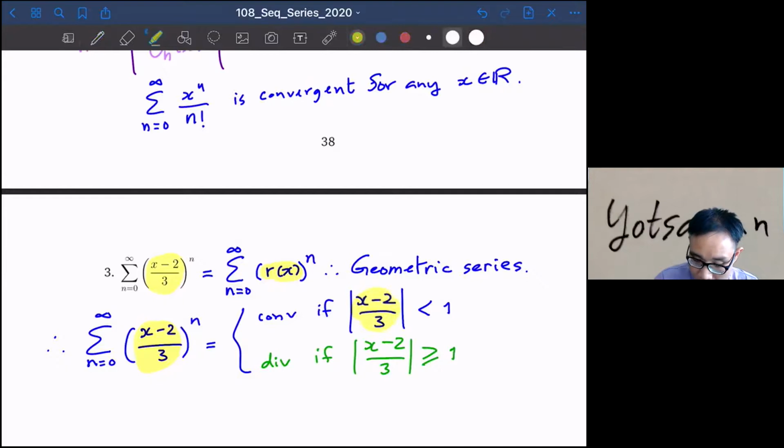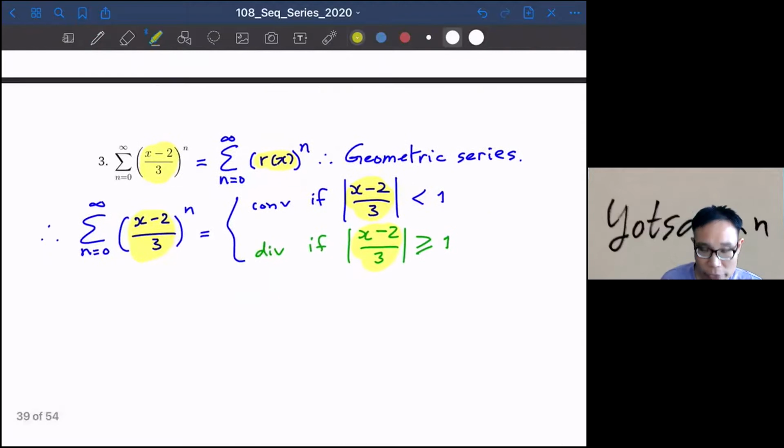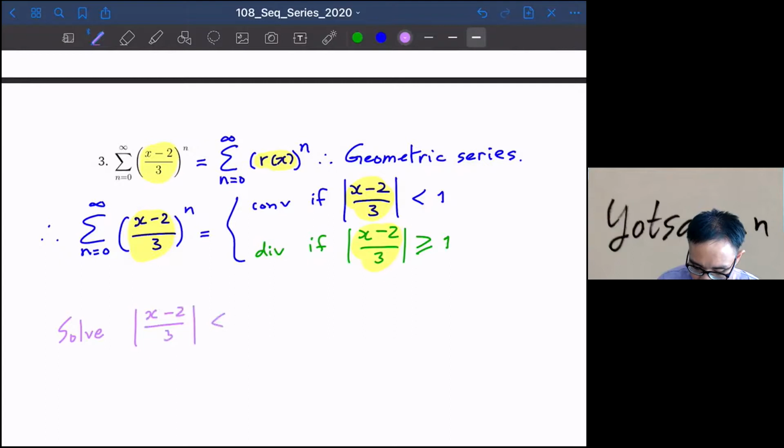So this one will be the term that you have here. It's going to be convergent or divergent, and then you're going to see what we can conclude on this one. It's the thing that you can solve. So we're going to solve this inequality a little bit: absolute value of (x minus 2) over 3 smaller than 1. We'd like to know where our x is.